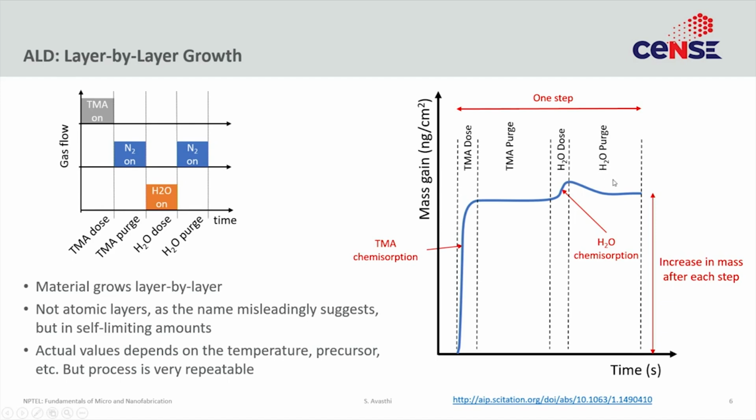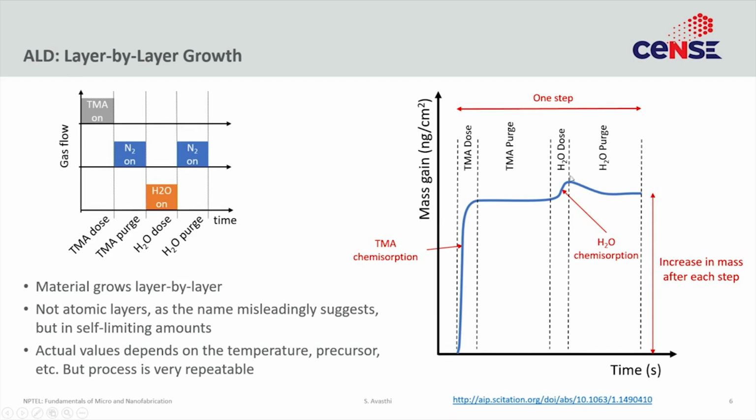Now, interestingly, unlike TMA, you do see some drop in mass here. It doesn't go all the way down to this portion, so some of the water remains, but with time the amount of water falls. Now this is often a non-ideality seen in a lot of precursors. TMA is an excellent precursor, it does not have this non-ideality, water does.